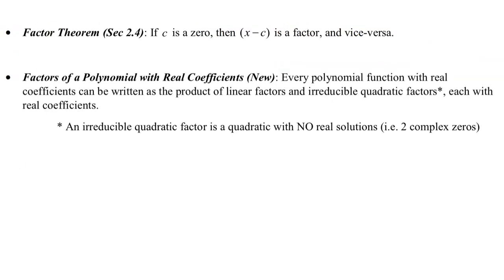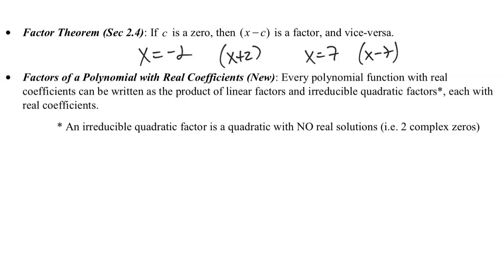Okay, in section 2.4, we talked about the factor theorem, which essentially said, just for example, if I say that x is equal to negative 2 is a zero, then that means that x plus 2 is a factor of the polynomial. Or if I say x is equal to 7 is a zero, then that means that x minus 7 has to be one of the factors of the polynomial.